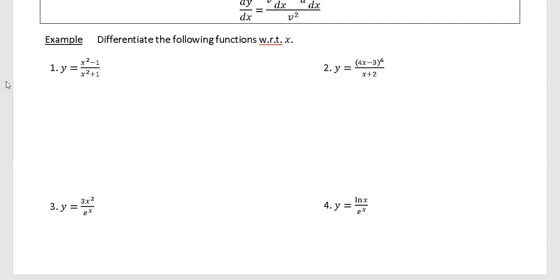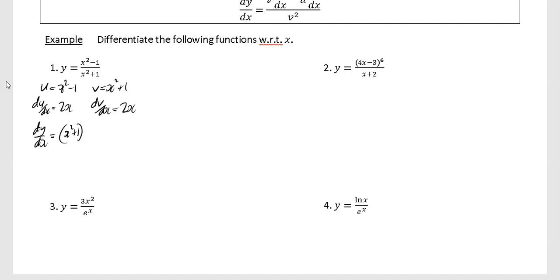So in this one we're just going to set it out and say your u is equal to x squared minus 1. That means your du by dx is equal to 2x. Your v is equal to x squared plus 1. That means your dv by dx is also equal to 2x. So your dy by dx is equal to v first of all, and v was equal to x squared plus 1. So just use brackets, maybe use more brackets than necessary even, it doesn't matter.